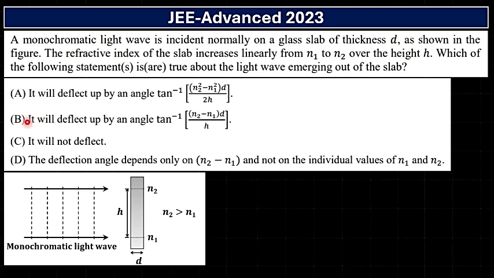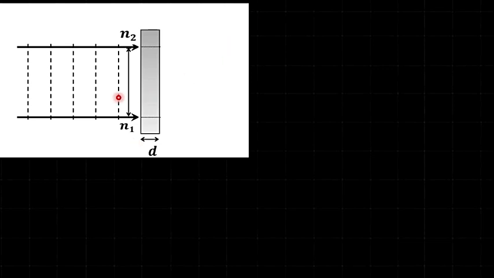In options A and B, they are talking about how much angle the emergent wave deflects up, and in option C, they are saying whether it does not deflect, and on what factors the deflection angle depends. So this is the diagram given. It is a slab of variable refractive index. The refractive index at this point is n1 and here is n2.